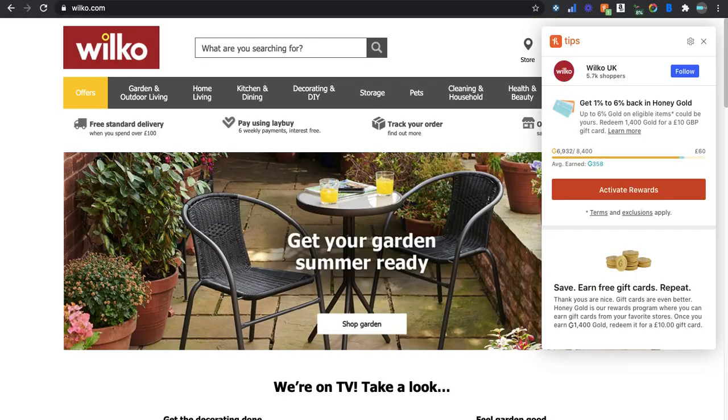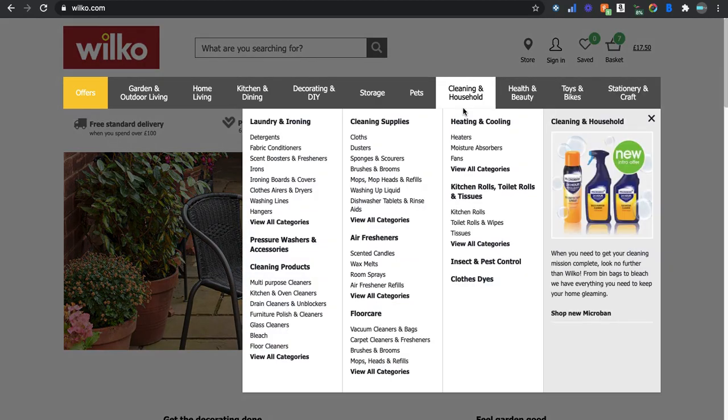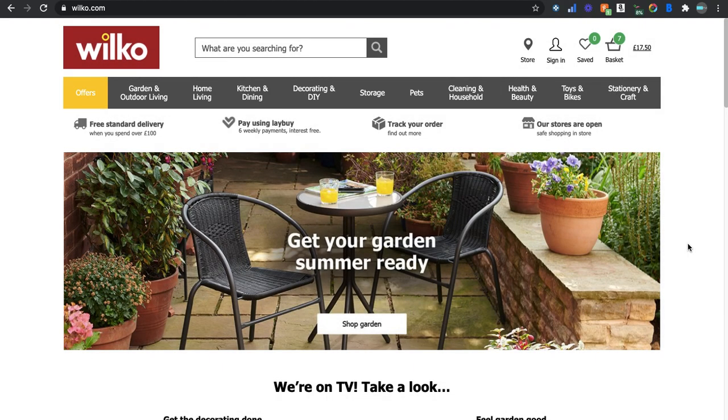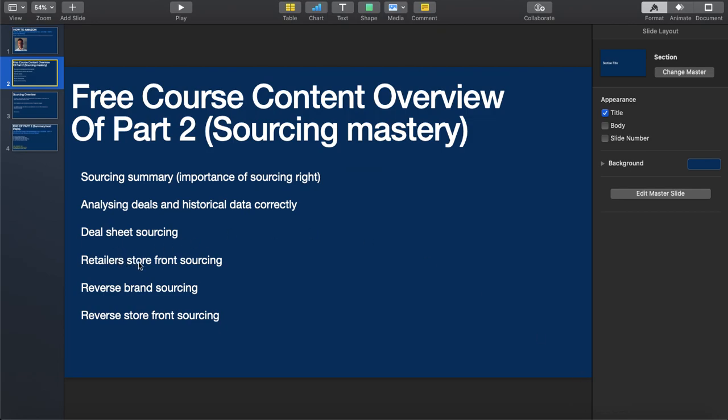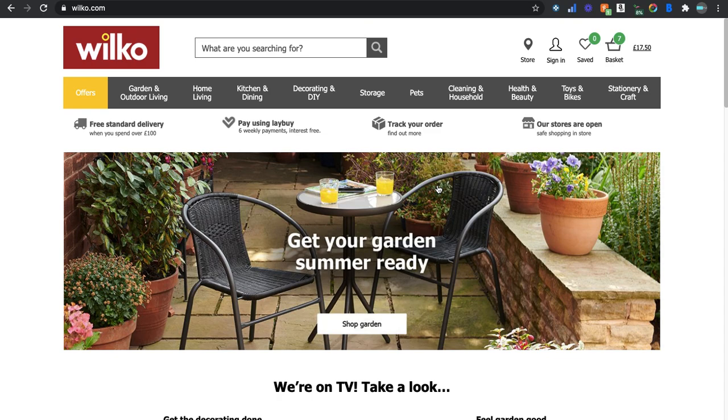So let's move on to the good stuff. Let's start with one of the main things that you can do to actually source deals in detail, and that is retail store sourcing. So let's have a little look. So we are on this one here now, which is retailers storefront sourcing. The good stuff. God, another sip of water.